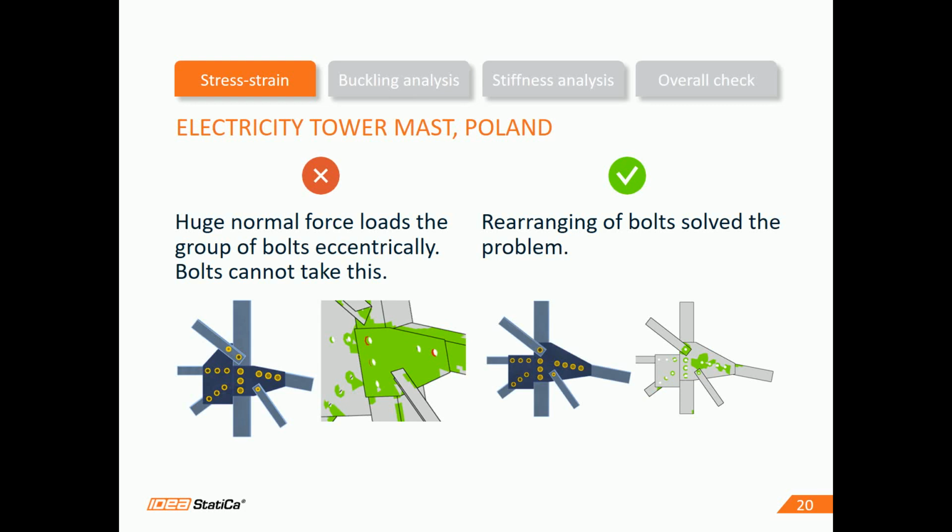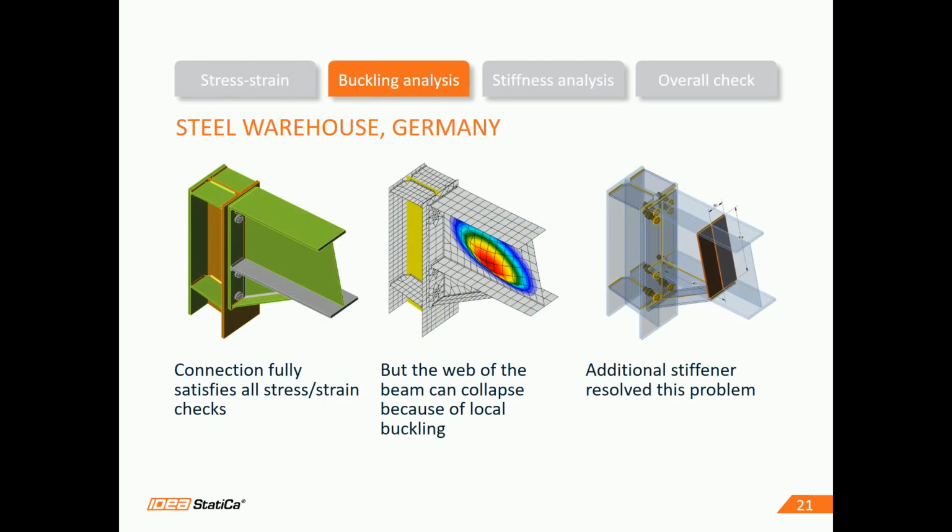First, this joint in an electricity tower mast. The original design was not safe because of the wrong topology of bolts. Rearranging the bolts solved the problem. The next example is a joint in a steel warehouse. It is okay from a stress-strain point of view, but a proper buckling analysis shows that the web of the beam could easily collapse. We can add a stiffener and recalculate. The design is safe now.